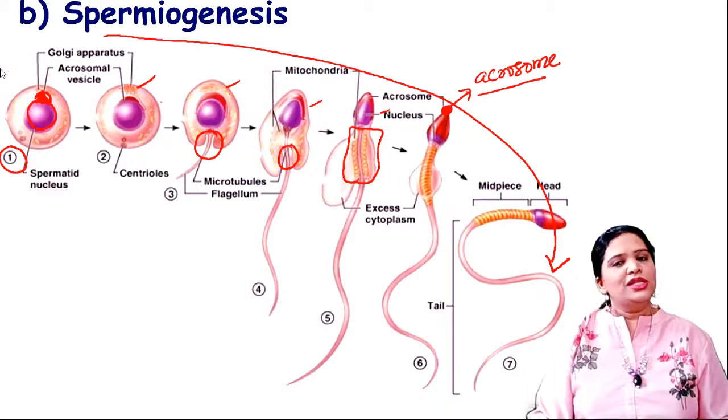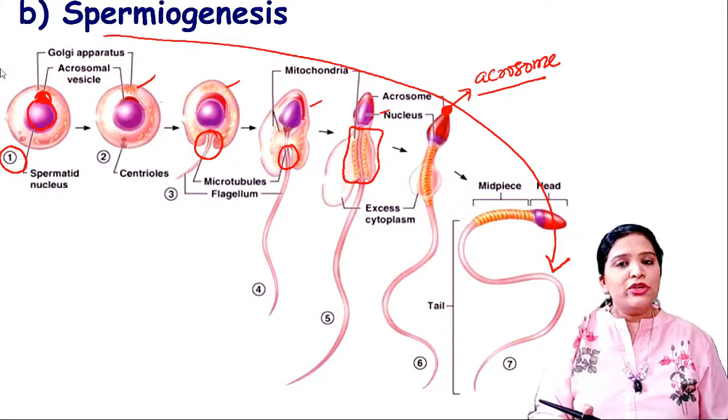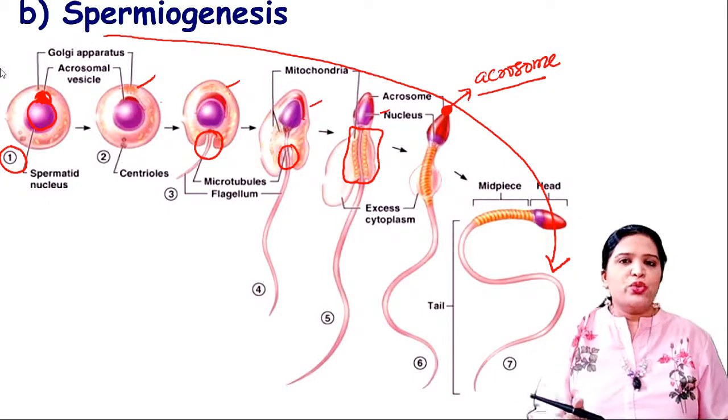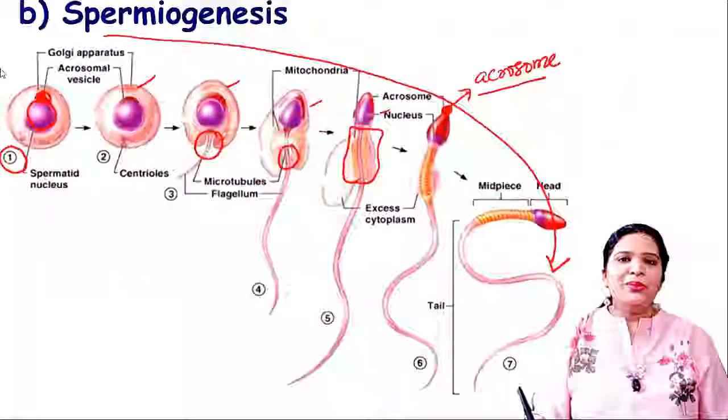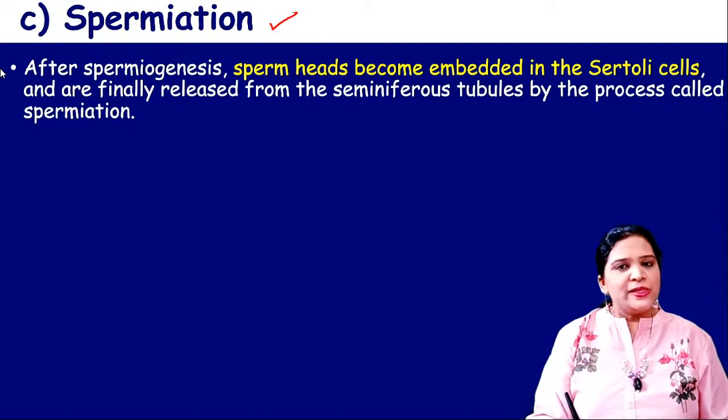This stage is called spermiogenesis. So spermatids become actively motile spermatozoa through a process called spermiogenesis, right? Fine. The third stage is called spermiation. What is spermiation? It's very simple.